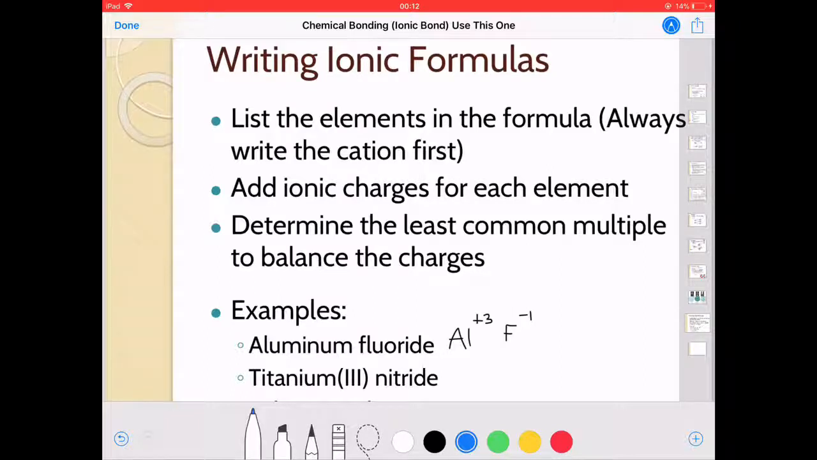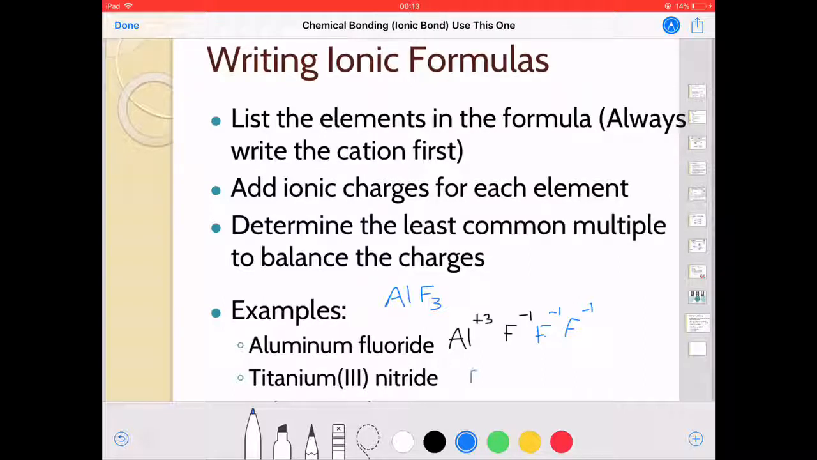You can write these multiple times. So right now you see that you have a +3 and a -1. If I write another fluorine, I can see that I now have a +3 -2. So I'm going to need one more fluorine to balance out my +3 charge. So I end up with Al 1, and the 1 is assumed, just like before. AlF3 would be the formula for that one.